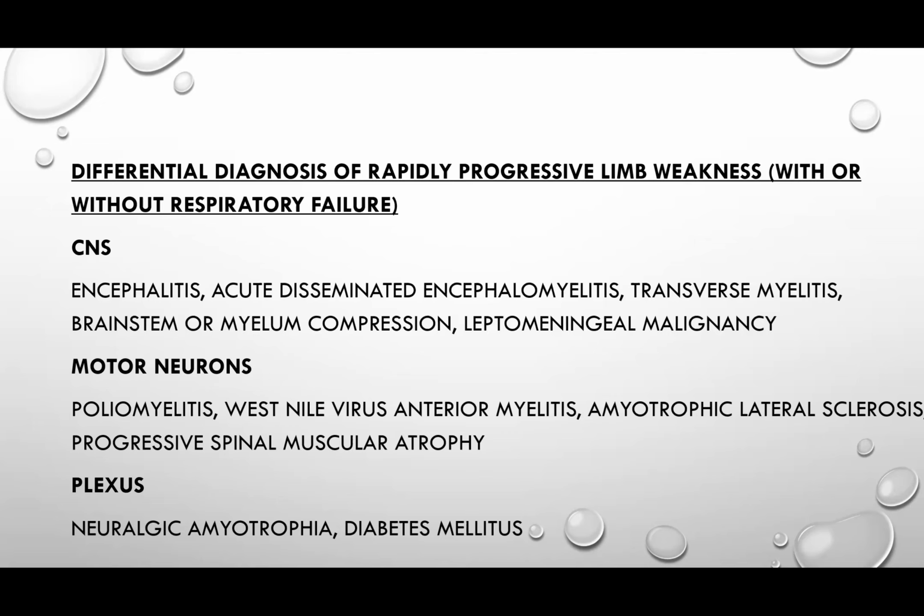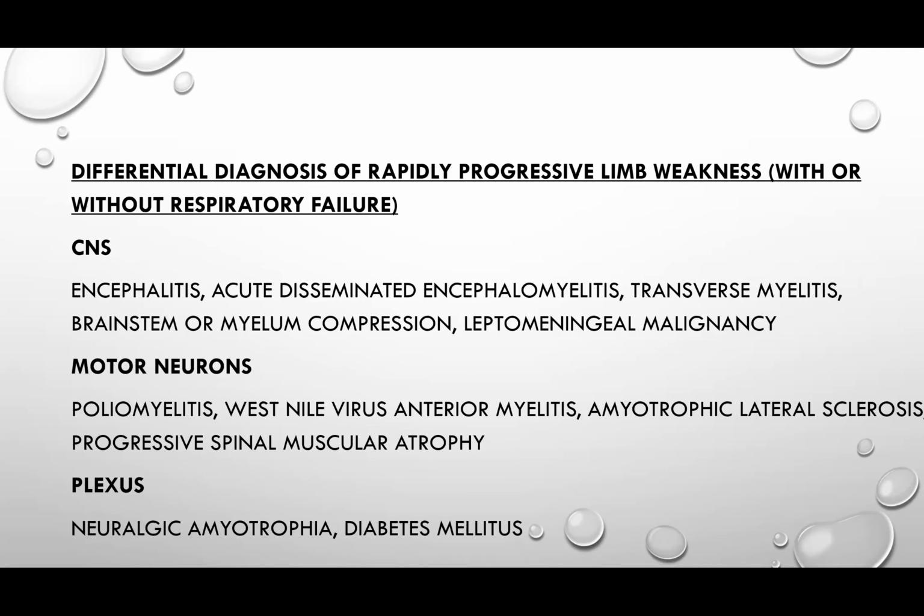Coming to the CNS, there are encephalitis, acute disseminated encephalomyelitis, transverse myelitis, brainstem or myelin compression, and leptomeningeal malignancies. Coming to the motor neuron diseases, they include poliomyelitis, West Nile virus encephalomyelitis, amyotrophic lateral sclerosis, progressive spinal muscular atrophy, plexus injury, neuralgic amyotrophy, and diabetes mellitus. How do I differentiate them?